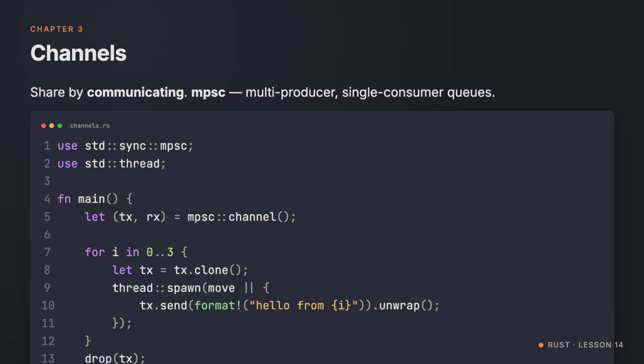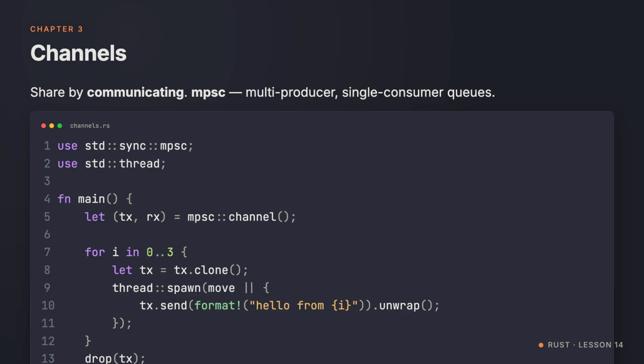In the example, we create a channel, then spawn 3 threads. Each thread gets its own clone of the sender, so they're all producers. Each sends a unique message. The receiver, which stays on the main thread, iterates over the incoming messages until all senders have been dropped. Notice we call drop on the original tx before the loop. Otherwise, the main thread's own sender would keep the channel alive forever, and the for loop would never end.